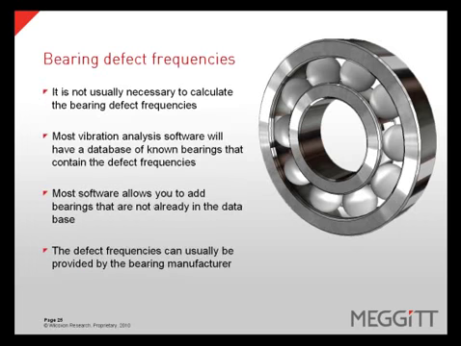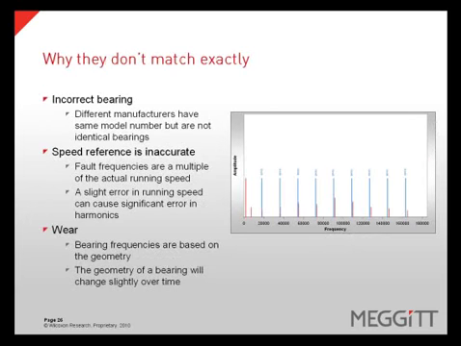Most vibration analysis software will contain a database with the bearing defect frequencies defined by bearing manufacturer and model number. Most software will also allow you to add bearings to the database if you have a special bearing. The bearing defect frequencies can usually be obtained directly from the manufacturer of the bearing if not found in the database. One of the most common problems any analyst will eventually run into is fault frequencies that just don't line up exactly. This can be caused by a couple of different factors.